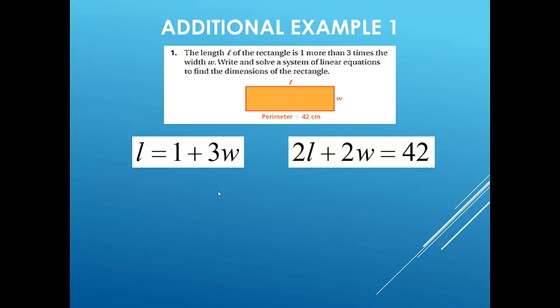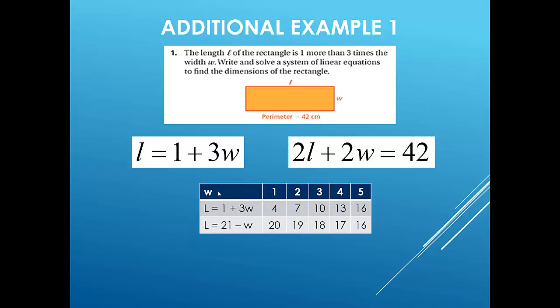Our next step is to fill out our table. So we are going to solve both of our equations for L. We want L equals. The first equation is already in that form, so we just have L equals 1 plus 3W. For our second equation, if we want to solve for L, we're going to subtract 2W from both sides, so we'd have 2L equals 42 minus 2W, and then we would divide by 2, so we could just get L. So that's how we get L equals 21 minus W.